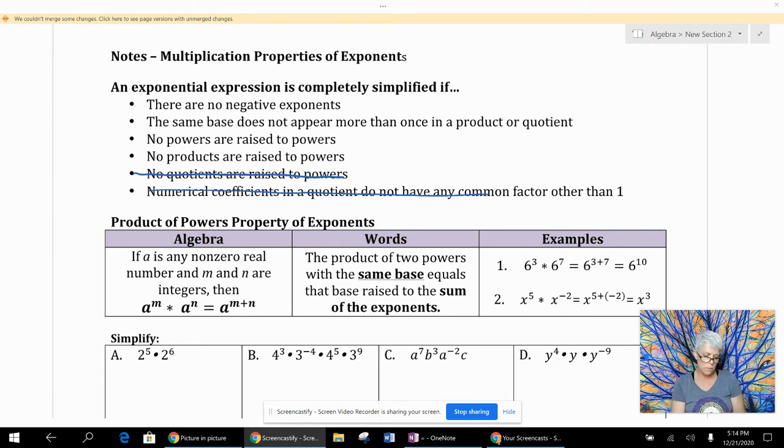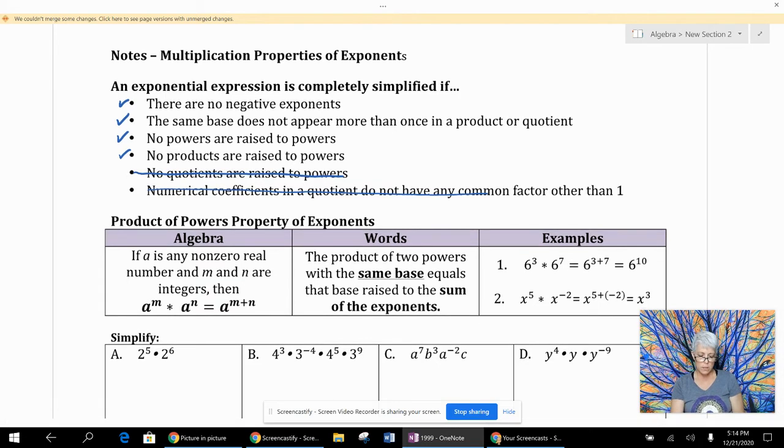Also, again, here's just a little checklist. The same base does not appear more than once. No powers are raised to the power, so we're going to learn how to get rid of power to the power. And no products are raised to the power, and we'll look at how to get rid of that. Now, the last two I crossed out because we haven't talked about division yet.